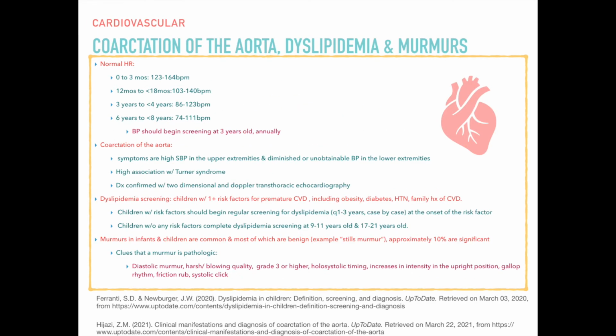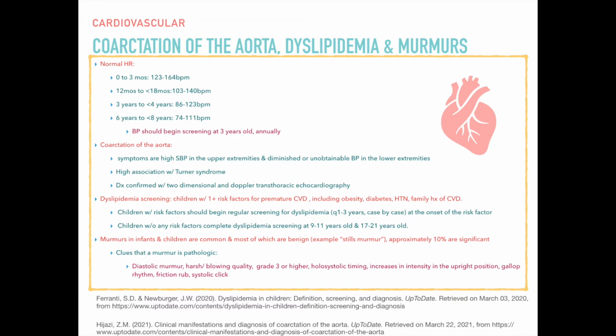All right, so on to the cardiovascular system. A few important key points here. Up at the top, I listed normal heart rate for our pediatric population. And then blood pressure screening, this should begin at 3 years old and then annually.